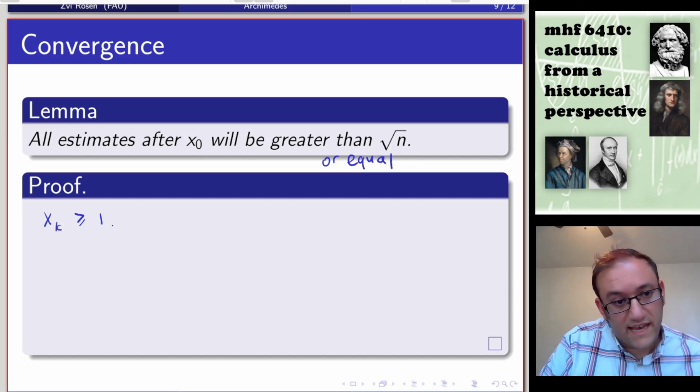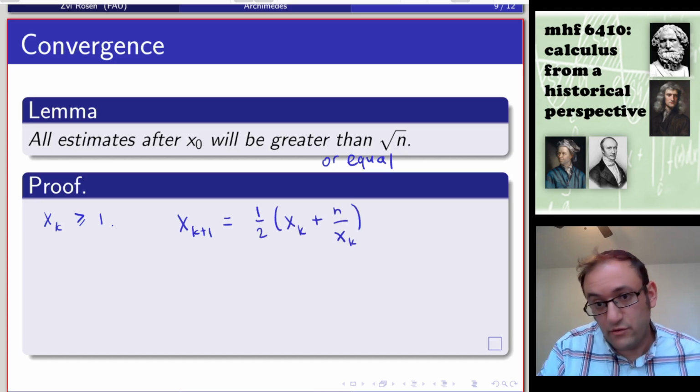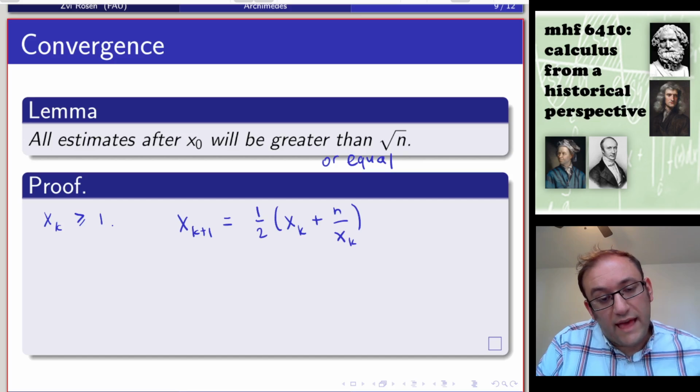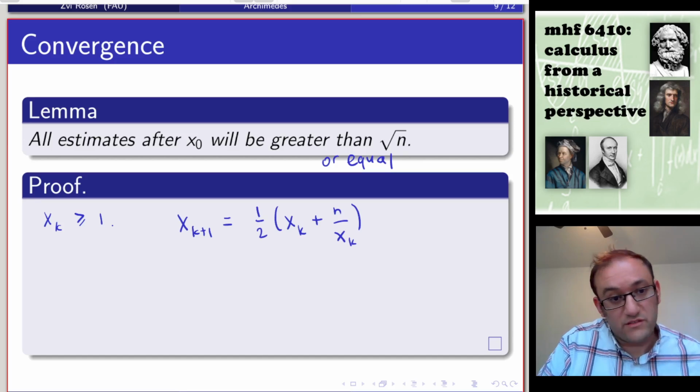So what is x? x_{k+1} is equal to 1/2 times (x_k + n over x_k). That's how we do this algorithm. And we want to show that this is greater than or equal to the square root of n. Well, we know that squaring is a monotonic function. So if we square this and we get something bigger than n, that tells us that we started out with something bigger than the square root of n.